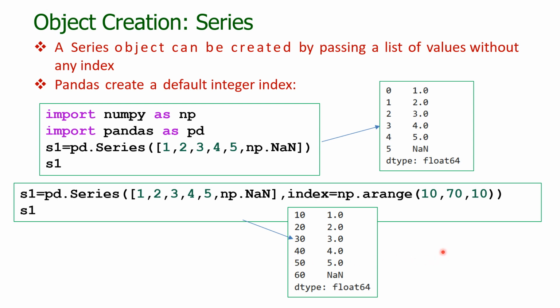So in this fashion we can create a series object by using explicit indexing. If you don't pass any index, Python is going to take the default indexing, which is ranging from 0 to n-1.